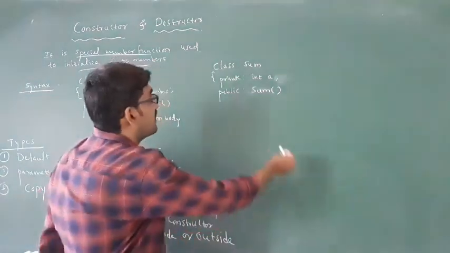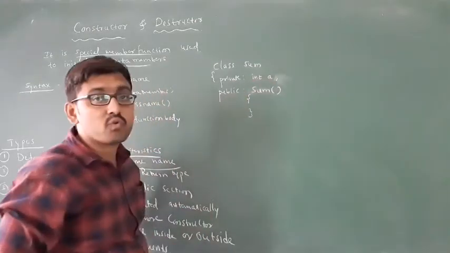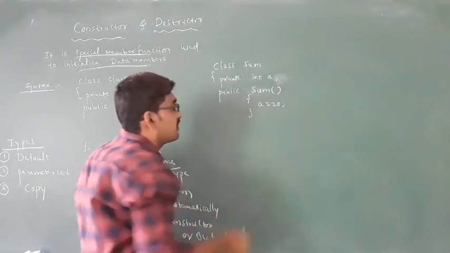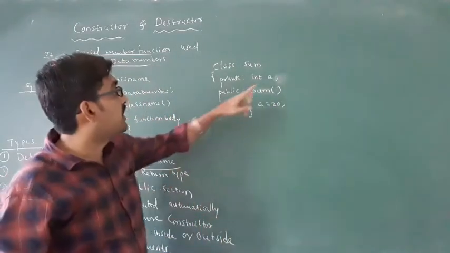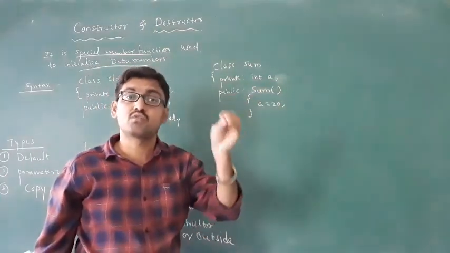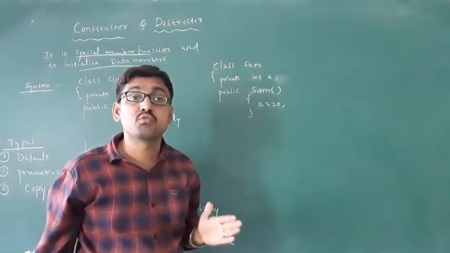Then what I do here is initialization: a equal to 20. You can take 20. a equal to 20. Like this you have to initialize. If you initialize a equal to 20 directly in the class, you get errors. To avoid this drawback you have to use a constructor.